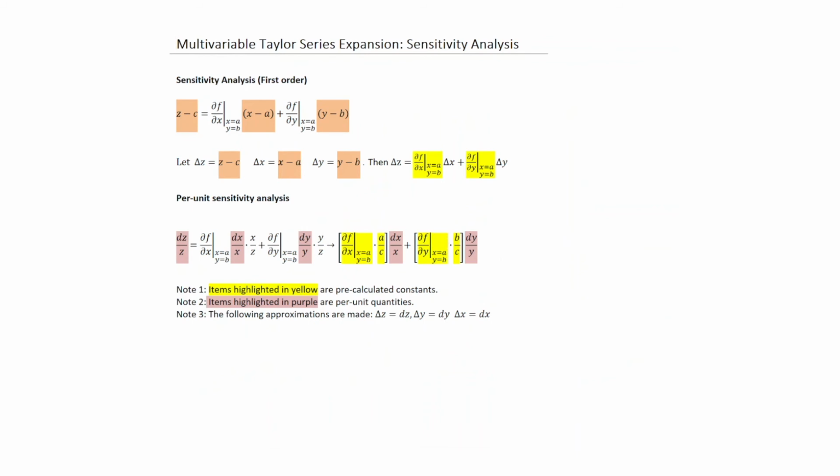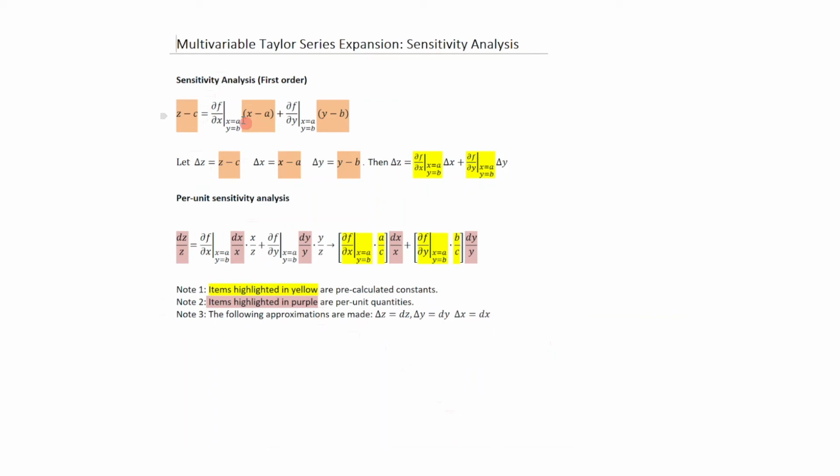All right, we then looked at a sensitivity analysis, and here what we were interested in knowing is, if you're at a given point and you perturb it slightly in any given direction, direction x and direction y, how does the value z change? And so this would be a differential. So z minus c would be the change in z.